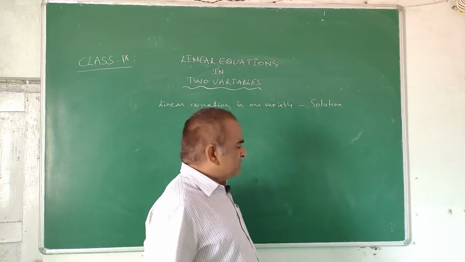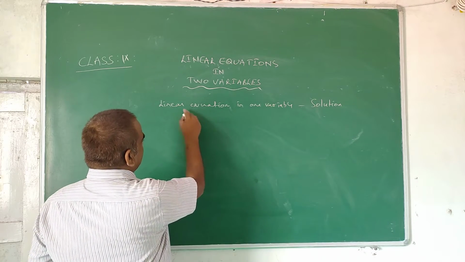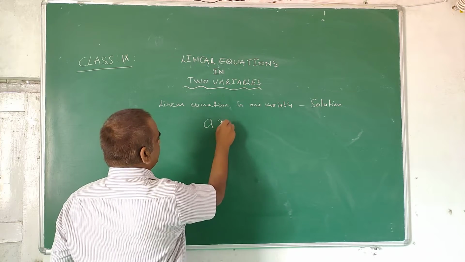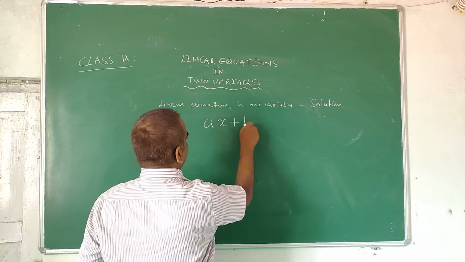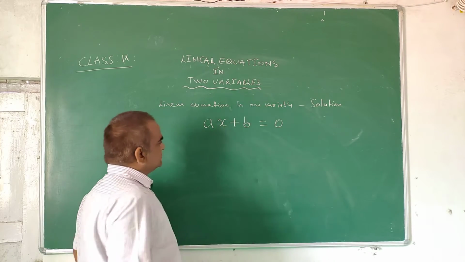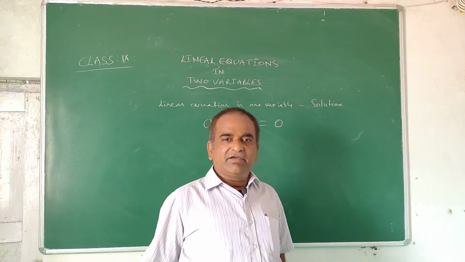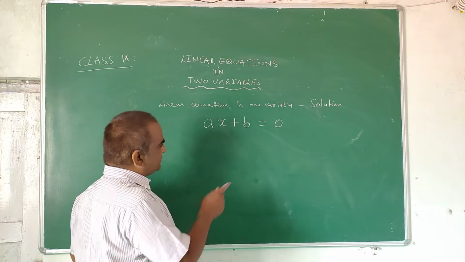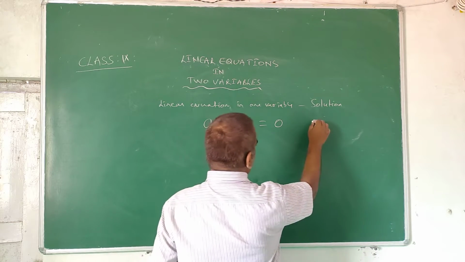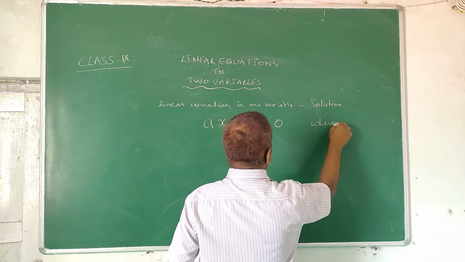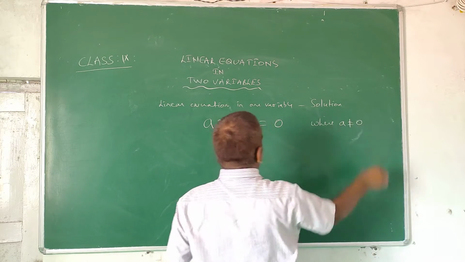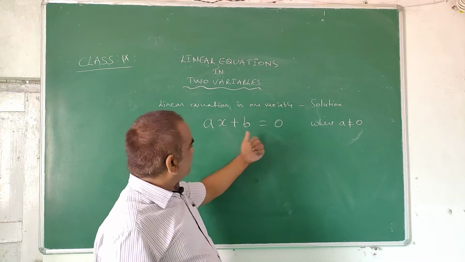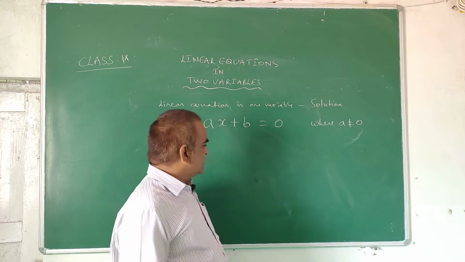So a linear equation in one variable will be in the form ax plus b is equal to 0, where a is not equal to 0. So this is the standard form of a linear equation in one variable.